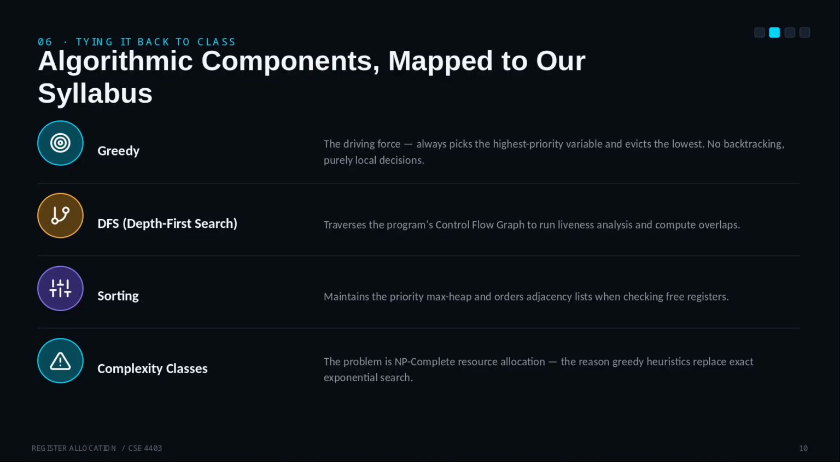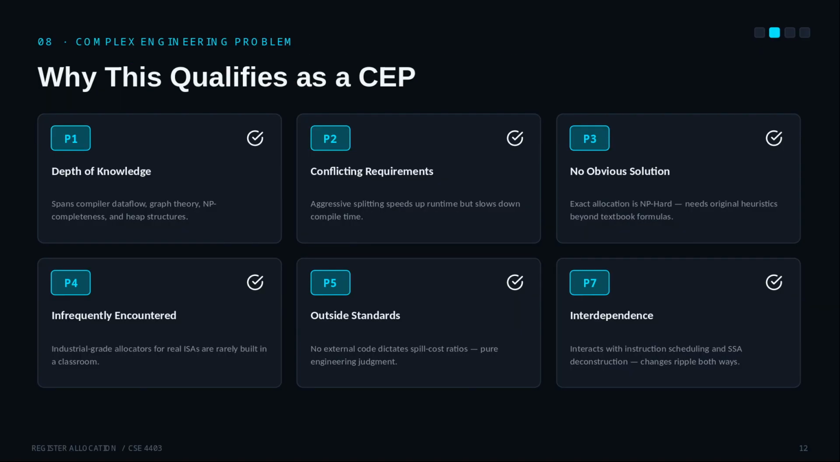So what are the algorithm components we have? First, the most important part, we have the greedy algorithm from RegAlloc Greedy. We have DFS for liveness analysis, sorting for the priority max queue, and of course the complexity classes.